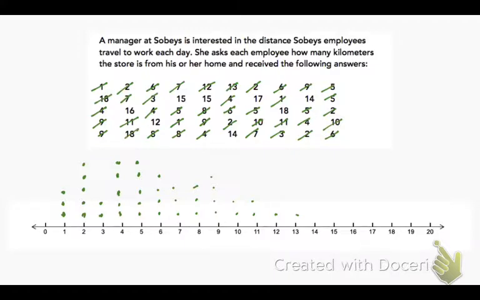We got 2 18s. I hope those people carpool together. There's 3. Maybe they don't live in the same area though. There's another 12. 2 15s. 14.